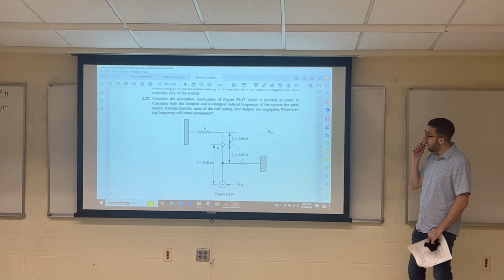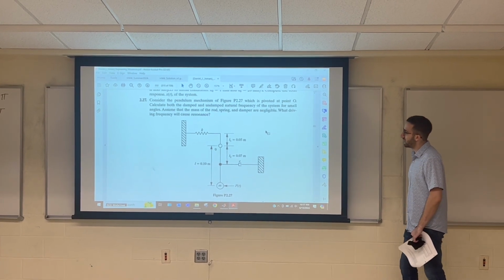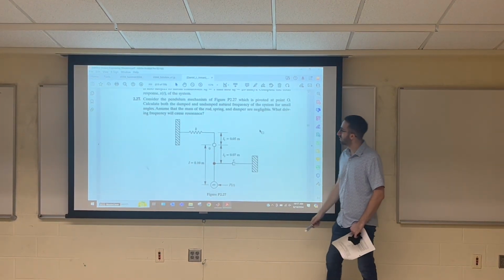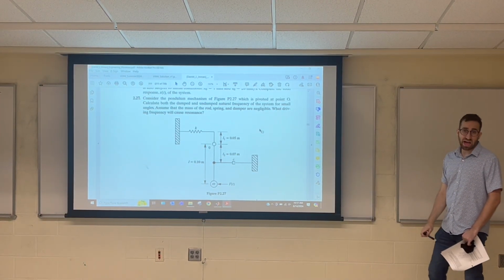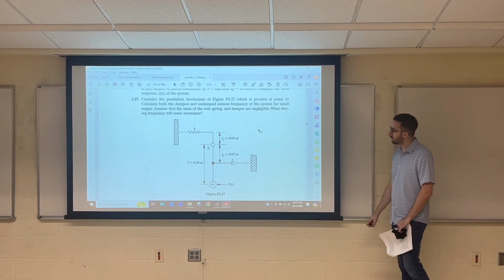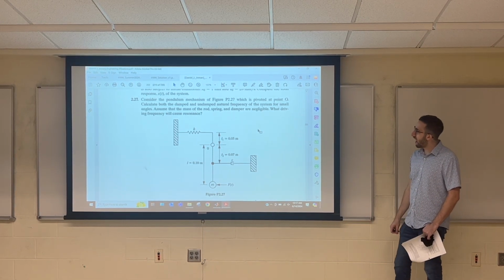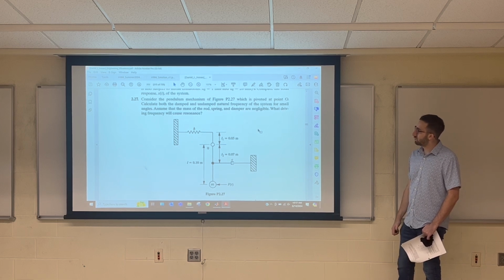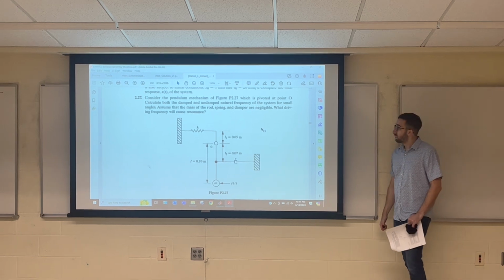So we have a pendulum that's pivoted at point O. You see that here's where point O is. This is the fixed position. And it wants us to calculate the damped and undamped natural frequency of the system for small angles. Assume that the mass of the rod, the spring, and the damper are negligible. What driving frequency will cause resonance?